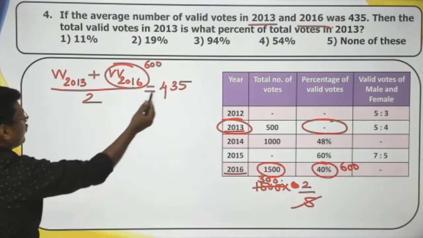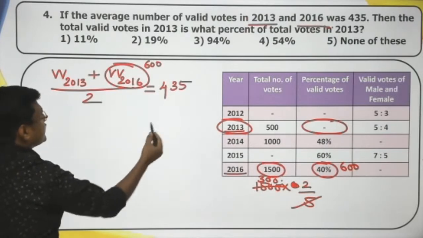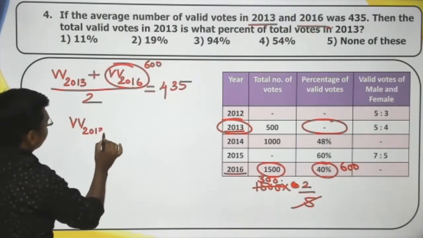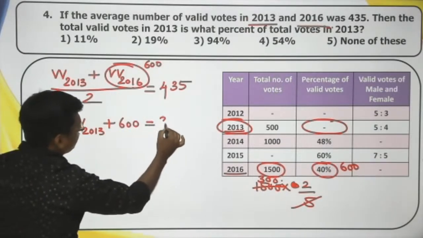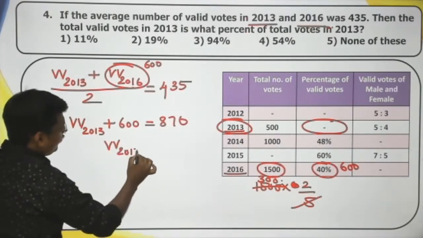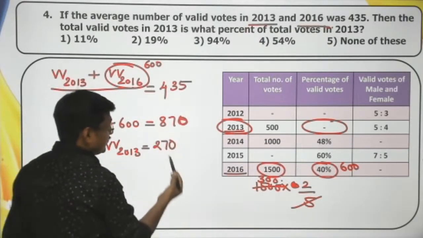We can easily find the valid vote of 2013 from this data. On crossing, 435 2 times, 400 2 times is 800, and 870. So the valid vote of 2013 plus 600 will be 870, correct? Or we can say the valid vote 2013, on subtracting, is 270. So we got this 270.